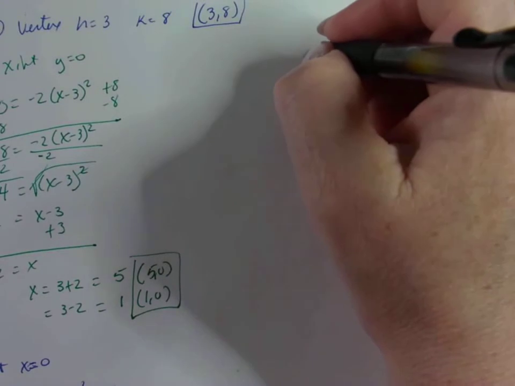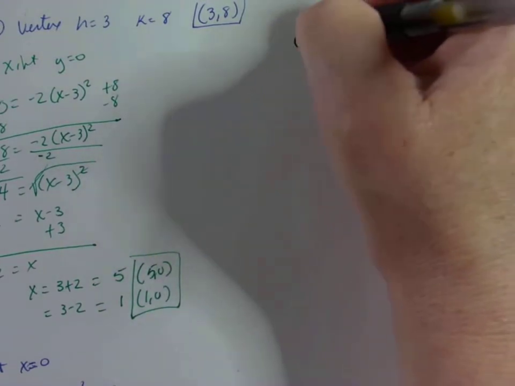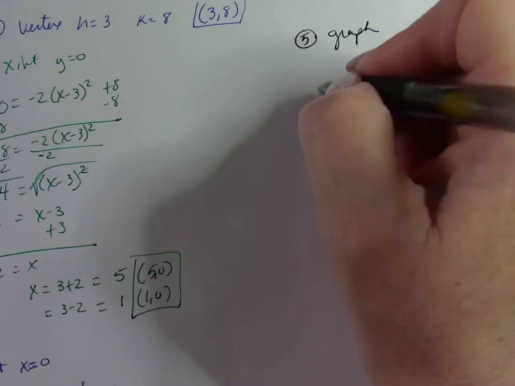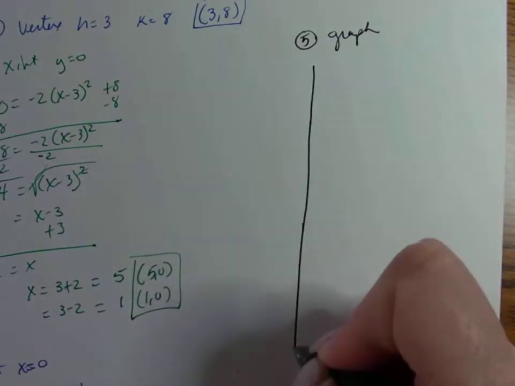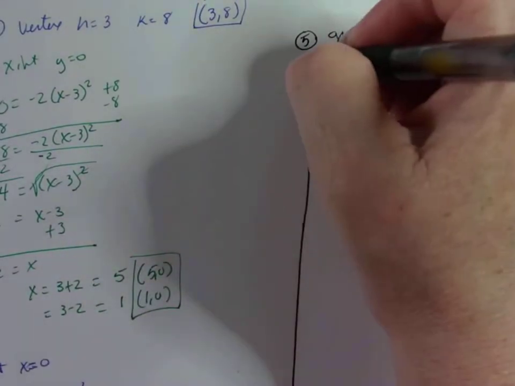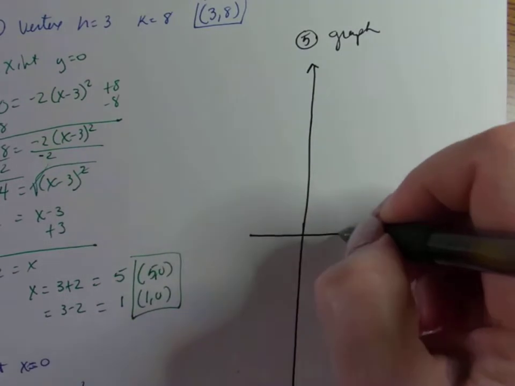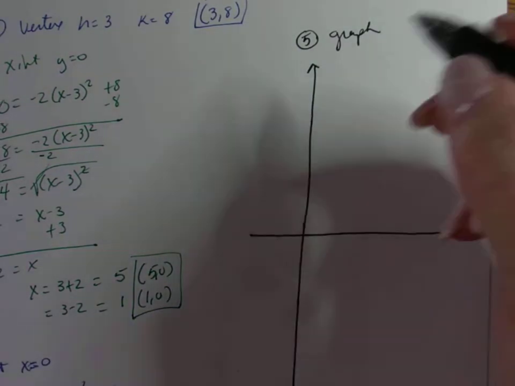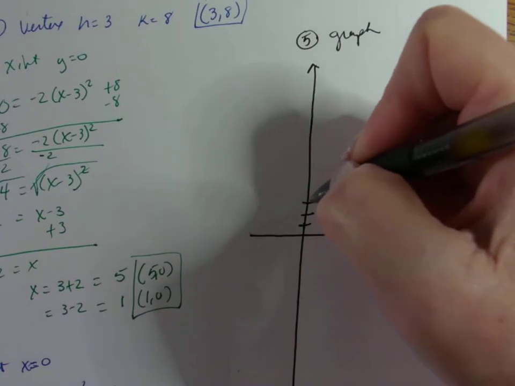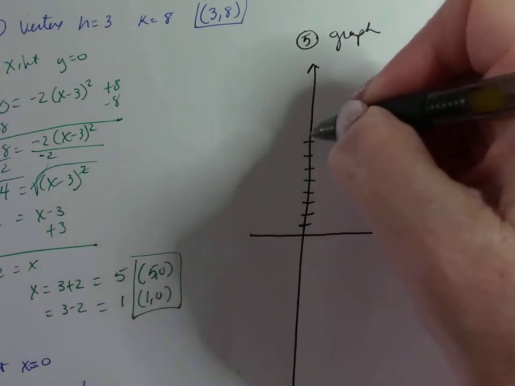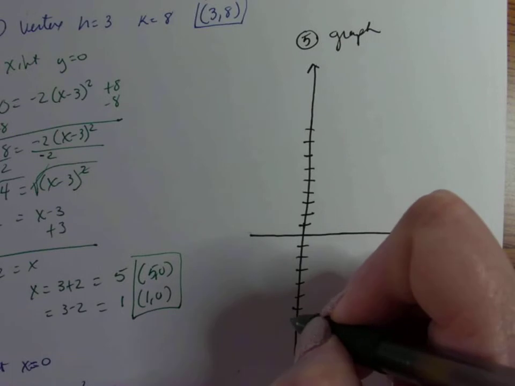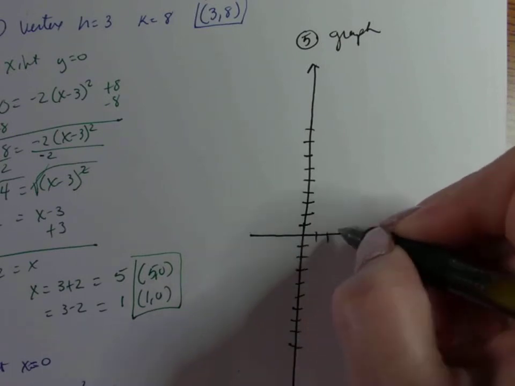All right, so let's do step 5. We will graph. So we're going to need kind of a long graph because we have so many values. All right, 1, 2, 3, 4, 5, 6, 7, 8, 9.